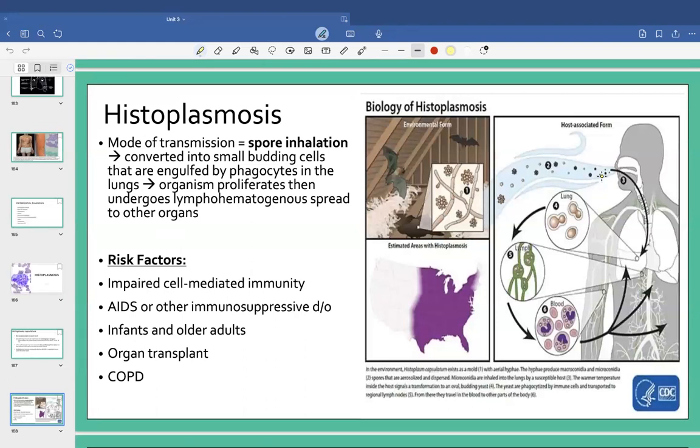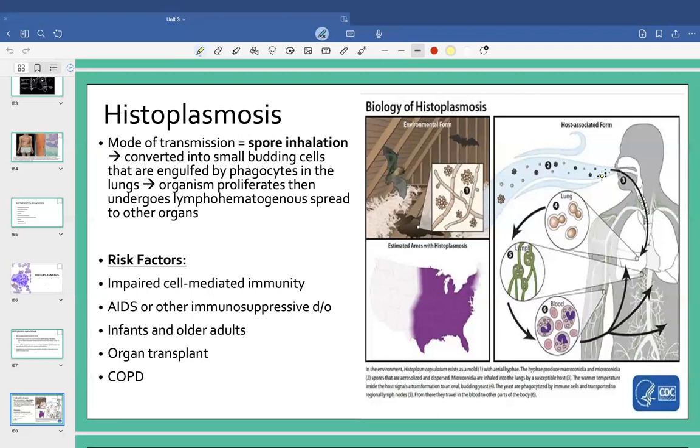Soil contaminated with bird droppings or bat guano, Ohio River Valley, Mississippi River Valley, Missouri River Valley, cave explorers, farmers, a patient who has a chicken farm, who raises chickens. If you see any of that, I want you to think histoplasmosis.